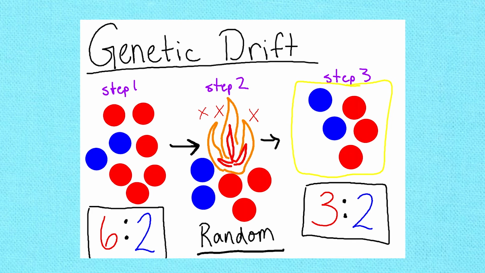Something having a little bit of a more powerful trait to resist something. Fire is fire. It burns them up. It kills 3 of them. So now our ratio is 3 reds to 2 blues.